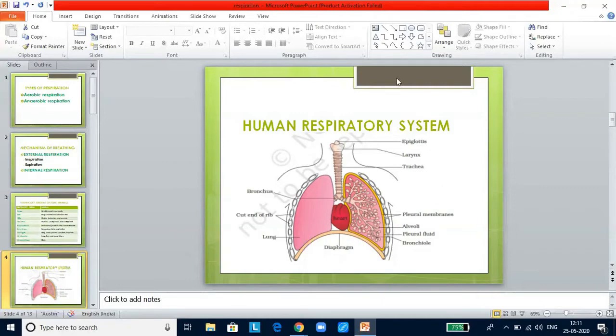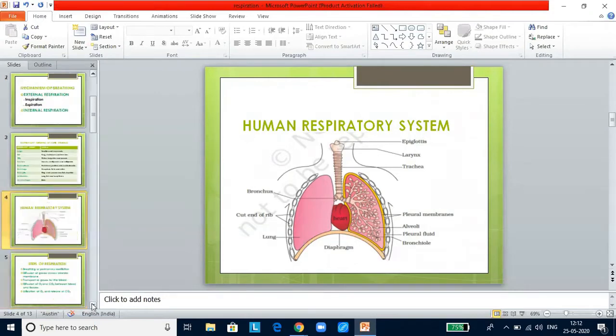Now there is the diaphragm. So this is very, very important. This dome-shaped structure that you see is the diaphragm. The diaphragm separates the thoracic cavity from the abdominal cavity. The diaphragm is characteristic of mammals. The diaphragm is supplied by the phrenic nerves. Puncturing of the diaphragm will result in stoppage of breathing and it is very, very fatal. Now, I hope you have understood the respiratory system.